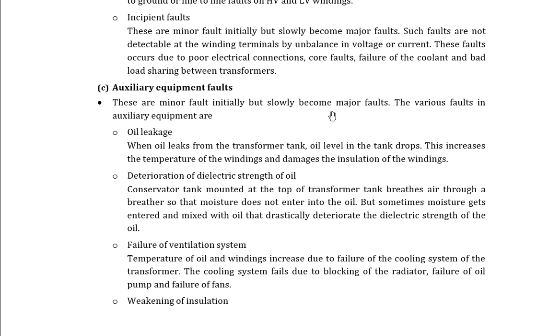Then we have another kind of fault, which is auxiliary equipment faults. These are minor faults initially but slowly become major faults. The various faults in auxiliary equipment begin with oil leakage. When oil leaks from the transformer tank, the oil level in the tank drops, and this increases the temperature of the winding and damages the insulation of the winding. So oil leakage is also a big problem.